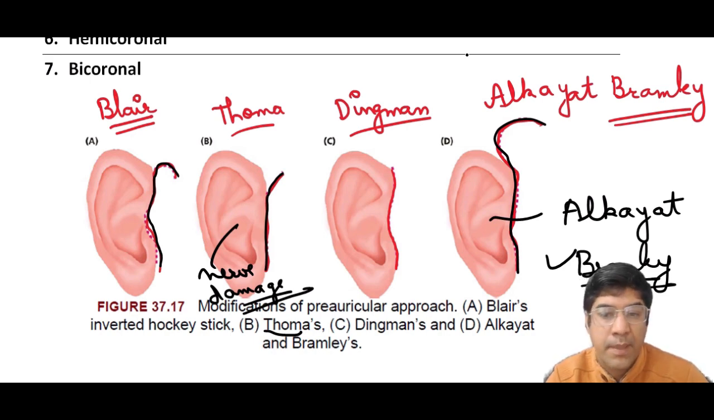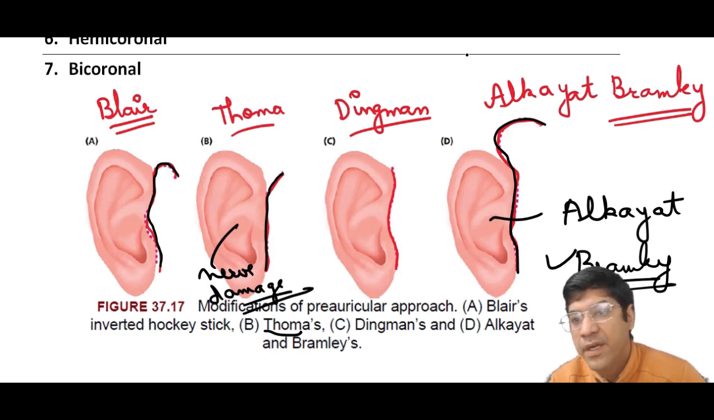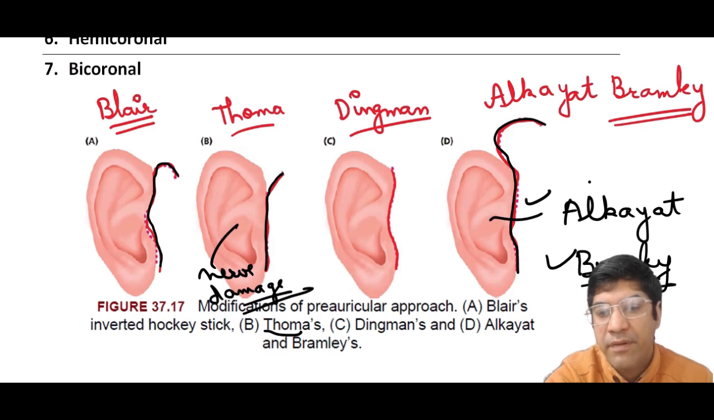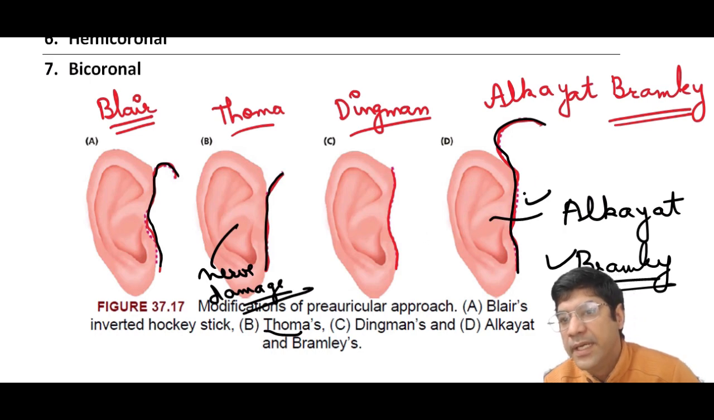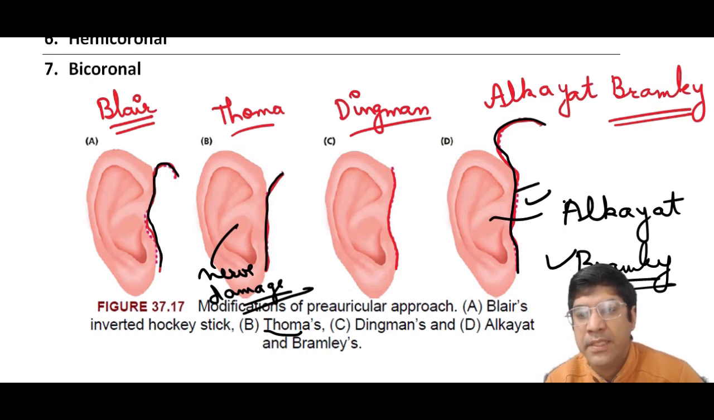The temporal nerve branches are located within the tissue around the zygomatic arch. Al-Kayat and Bramley found that these branches are typically around 2 centimeters from the front of the external ear, but they can vary from 0.8 to 3.5. Now to protect these nerves, surgeons use precise incisions, by creating a larger incision in the temporal area, extending into the preauricular region. So that is the Al-Kayat Bramley incision.